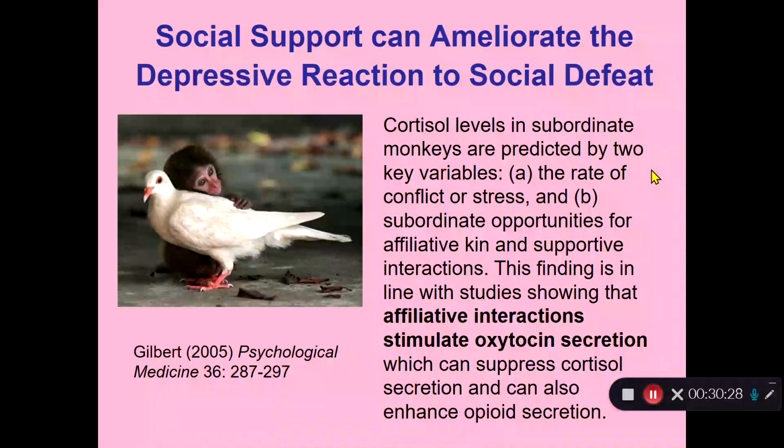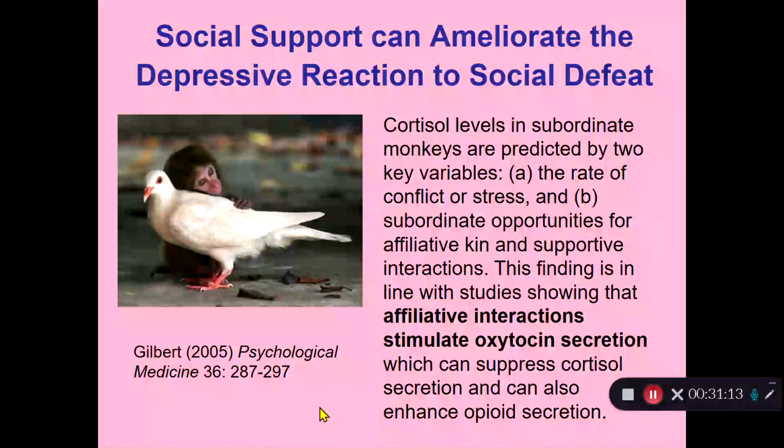Stress, and especially social defeat, can lead to anxiety, which can lead to depression. Or B, subordinate opportunities for affiliative kin and supportive interactions. So just as social defeat can make you depressed, social acceptance can lift your mood, could alleviate depression. This finding is in line with studies showing that affiliative interactions, being friendly and kind, can stimulate oxytocin secretion, which can suppress cortisol secretion and can also enhance opioid secretion. Cortisol is a stress hormone. Chronic cortisol can lead to depression.